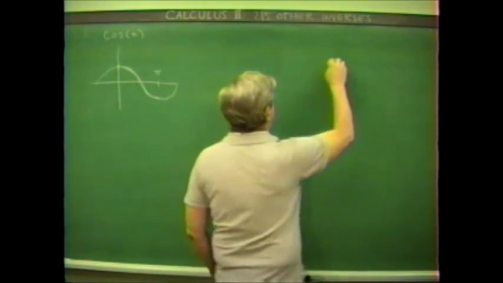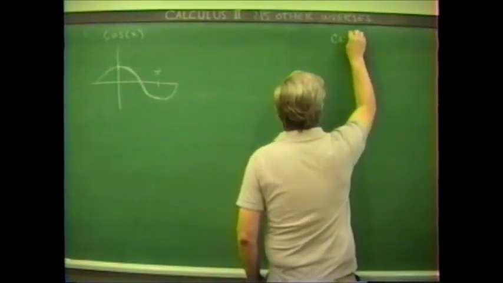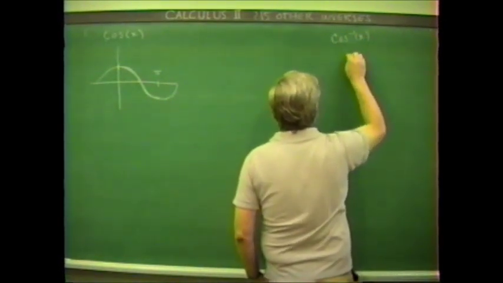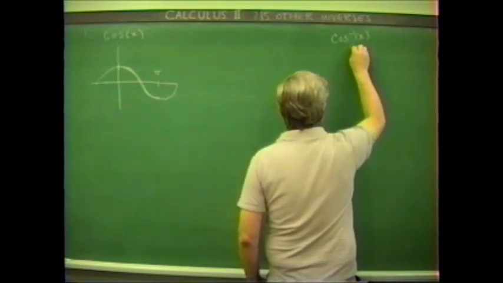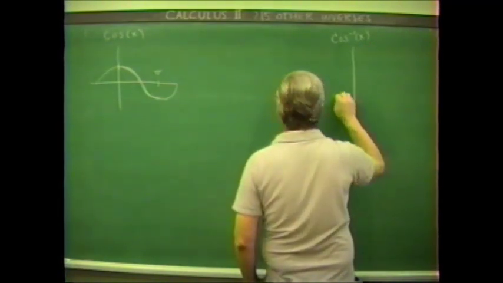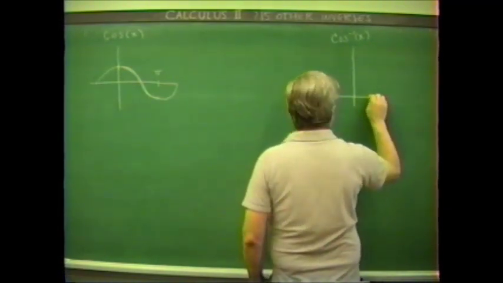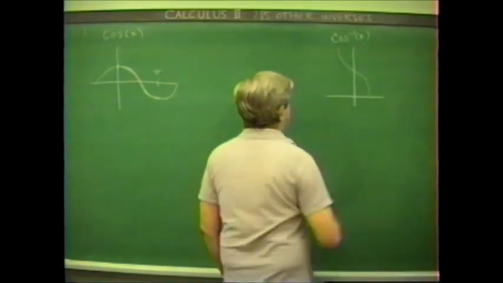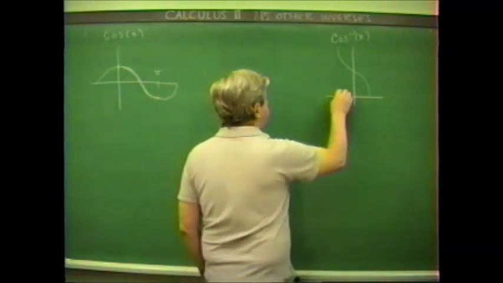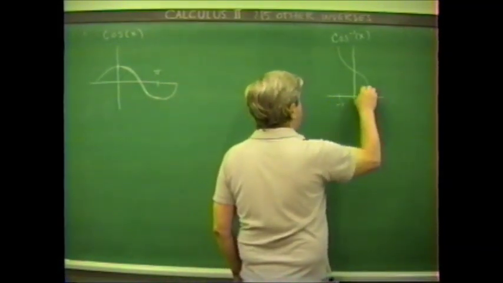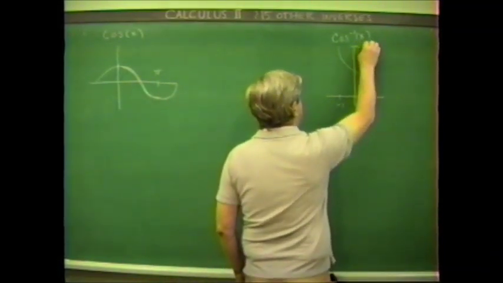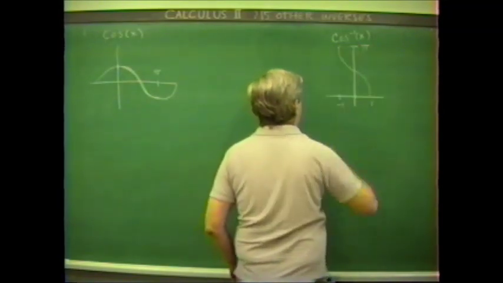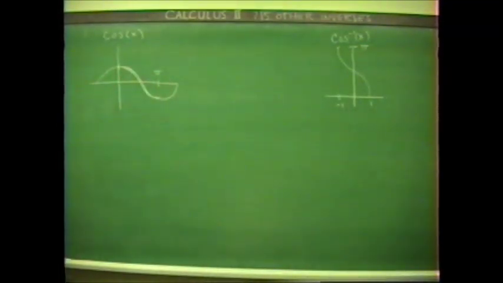And so the cosine inverse function, or arc cosine of x, has a graph that looks like this. It starts out here at 1 and goes up here like so. So its domain is from minus 1 to 1, and its range is from 0 to pi, including the pi.